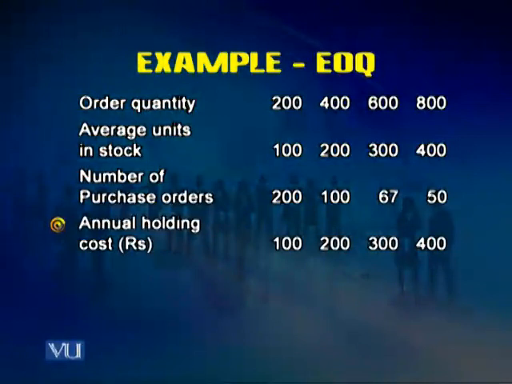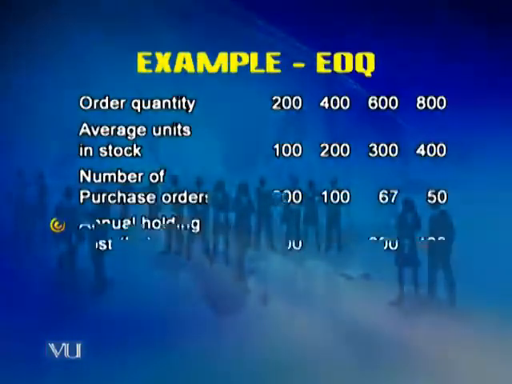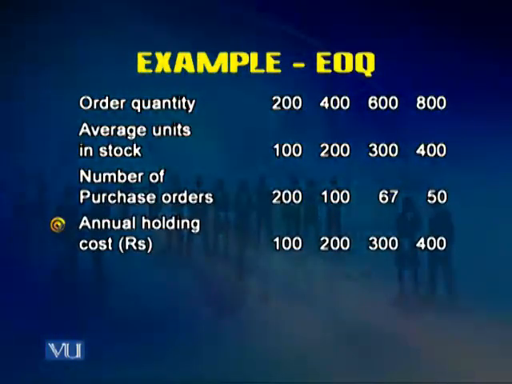Annual holding cost is rupees 100, 200, 300, 400. Now we are given that the annual holding cost is rupee 1 per unit. In our question, we were given two parts of the holding cost, 0.9 and 0.1, coming up to rupee 1 per unit. So if 1 per unit is the holding cost, then we multiply that by the average stock held that we've just calculated. So multiply the average stock held by rupee 1 per unit, and you will arrive at the annual holding cost, and that is rupees 100, 200, 300, and 400 for our four different order quantity sizes.